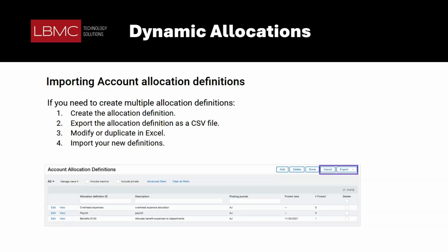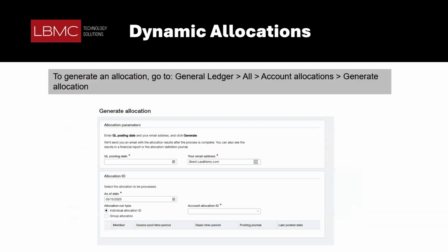Once you have created your allocation definition, you tell the system where and when to allocate that information. So as you can see, this allocation information is under the general ledger. All account allocation is under generate allocations. You tell the system what will be your GL posting date, and you will tell the system where to email once that allocation definition is completed.